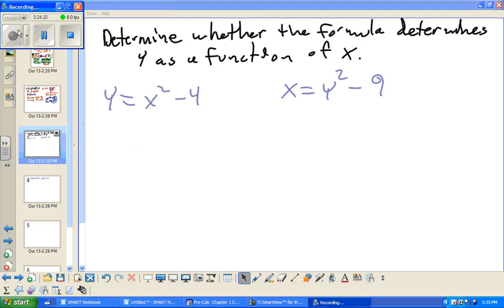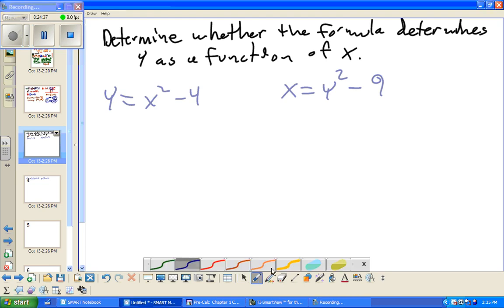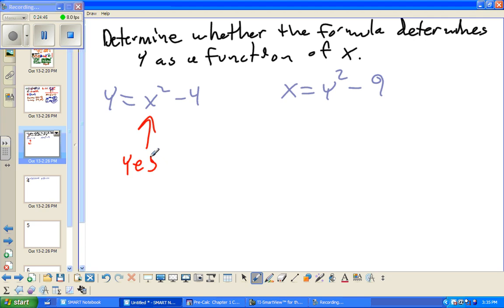Another problem that some students were confused with is when I asked you to determine whether the formula determines y as a function of x. That's basically saying, is the formula a function? Well, in this first example here, very quickly you should recognize it's a parabola. So yes, parabolas are functions. If you weren't sure, you could graph it, and once you graphed it, you would try the vertical line test, and you would know that it is a function.